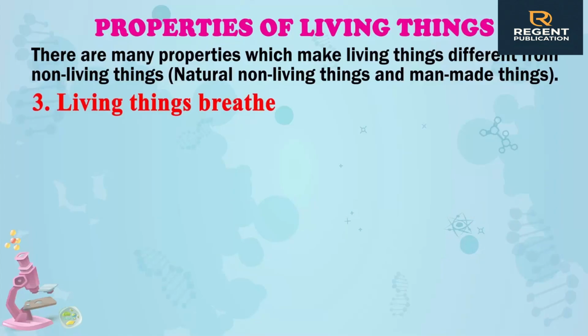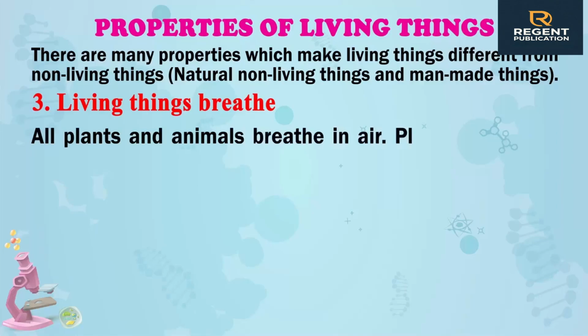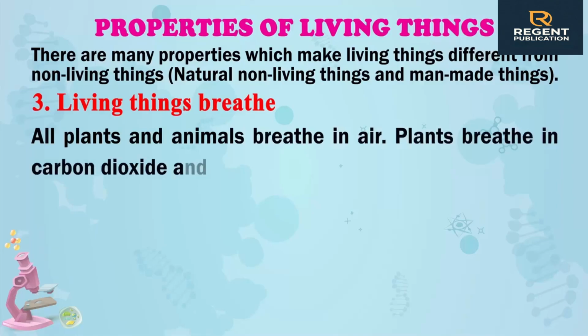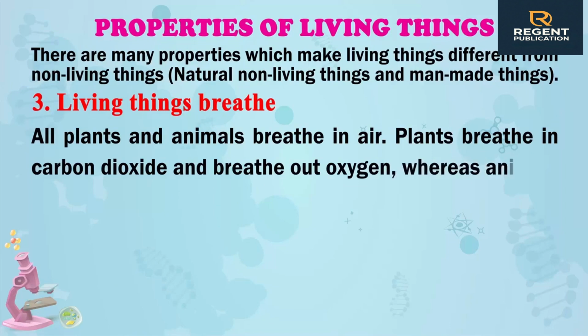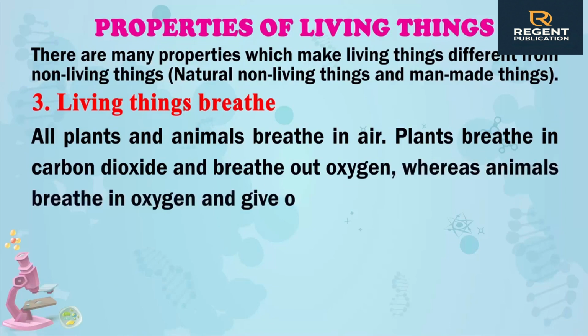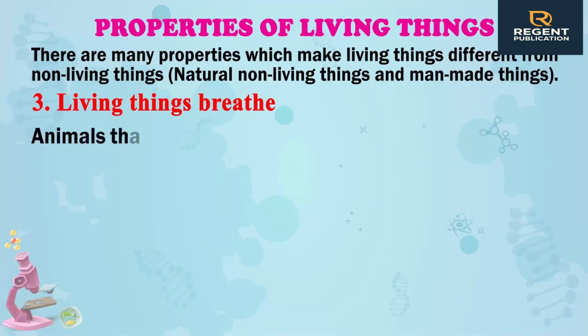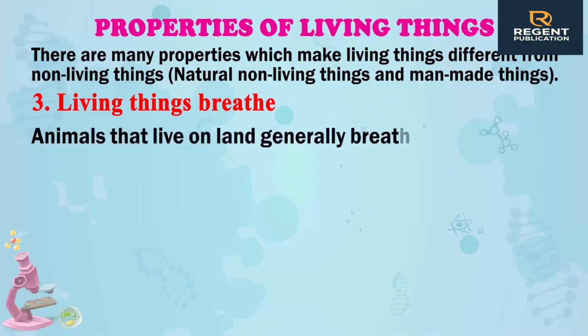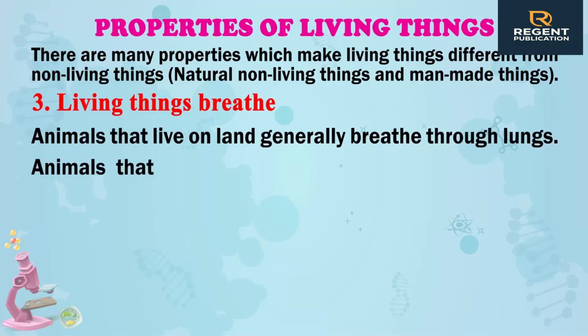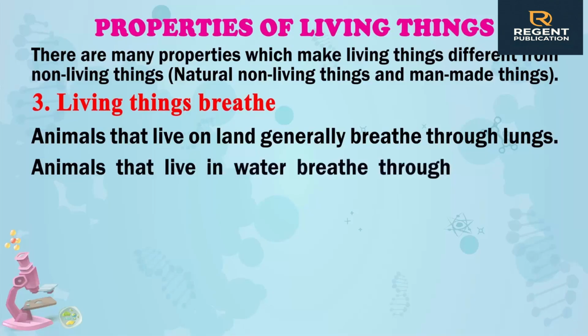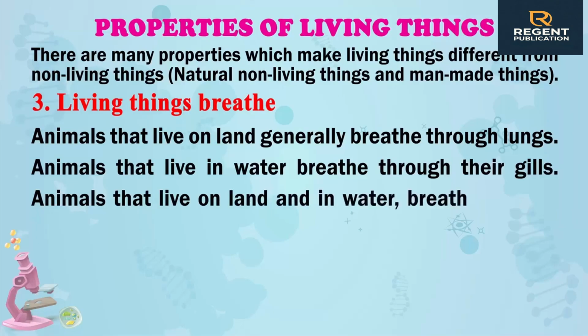Living things breathe. All plants and animals breathe in air. Plants breathe in carbon dioxide and breathe out oxygen, whereas animals breathe in oxygen and give out carbon dioxide. Animals that live on land generally breathe through lungs. Animals that live in water breathe through their gills. Animals that live on land and in water breathe through their lungs, gills, and also skin.